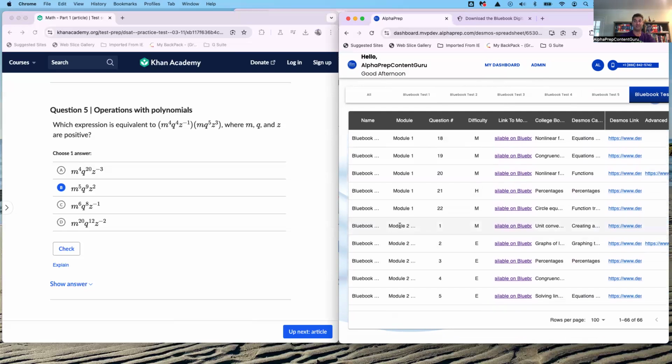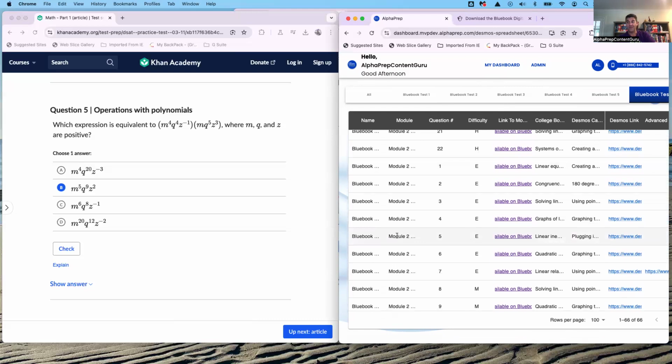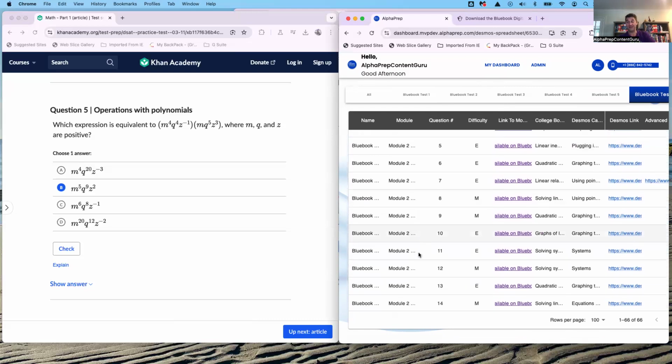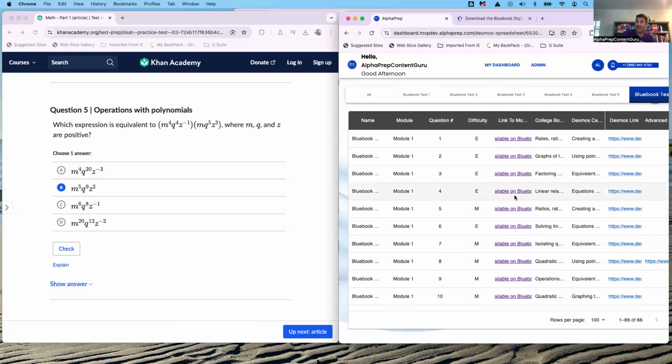Second module, this is the easier second module right here. Links for every single question, even if we didn't have a Desmos category. The harder second module, links to every single question. So we've done it and it's waiting for you. Just a little slightly different because you wouldn't click on that particular module link. But name of the game is simple, simple, simple.